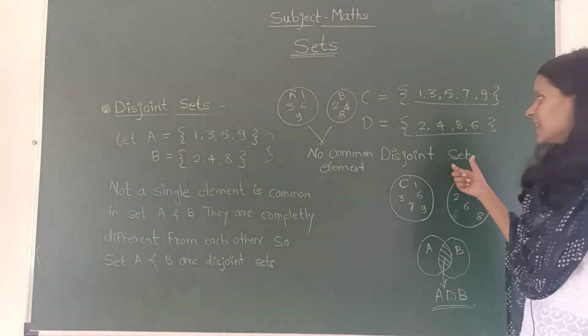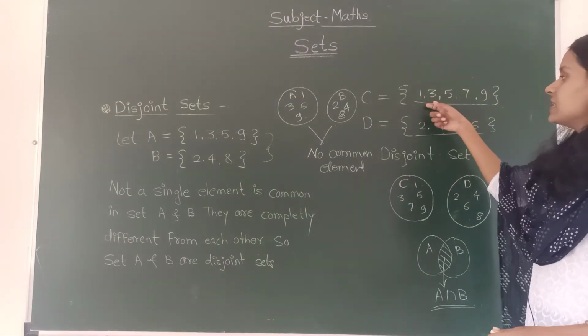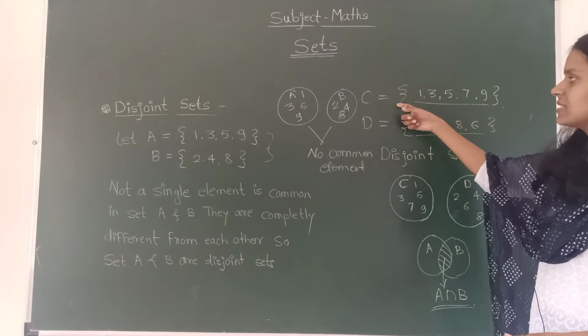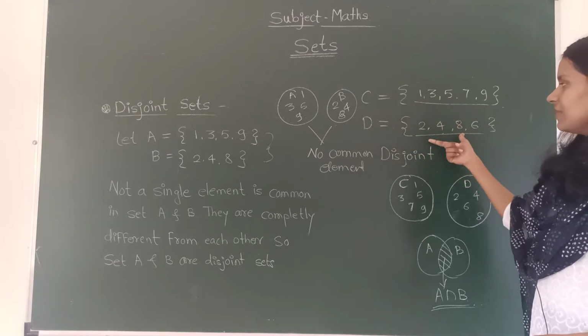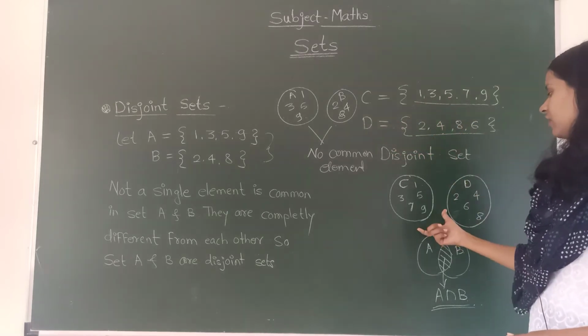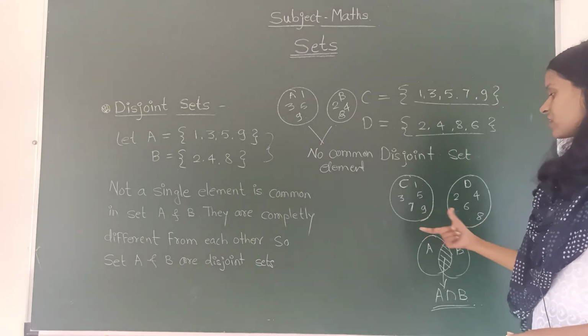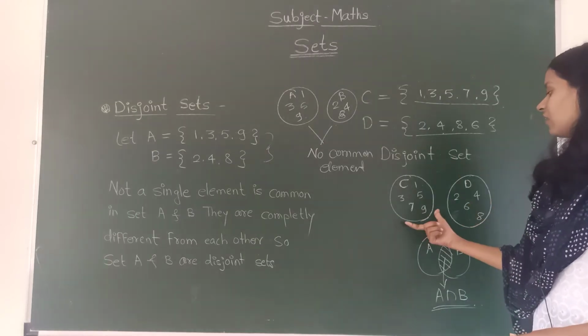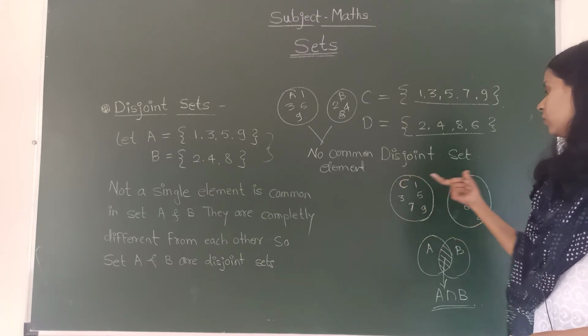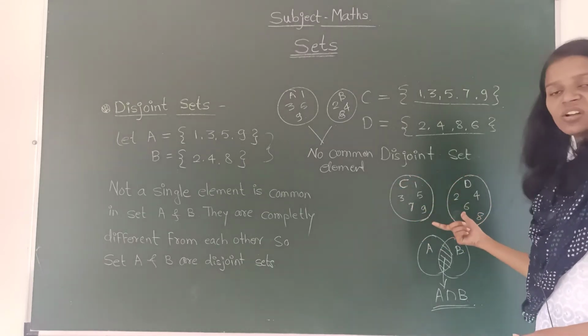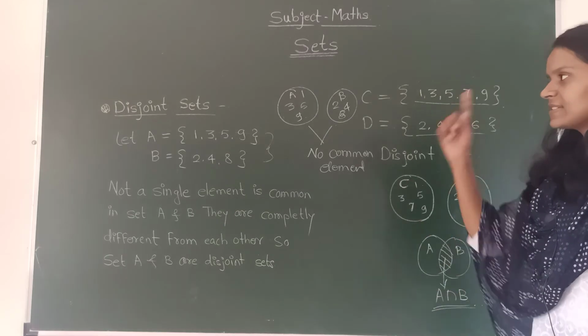We have seen the example of disjoint sets, set C and set D, where all the elements are different from each other. Therefore, we have drawn two different Venn diagrams which do not intersect. Okay, this is disjoint sets.